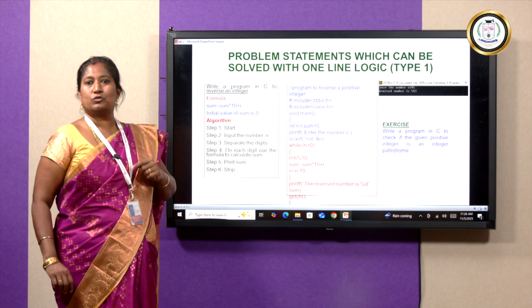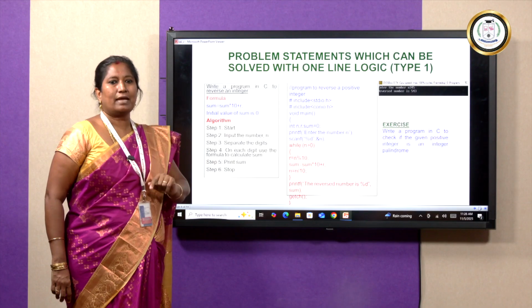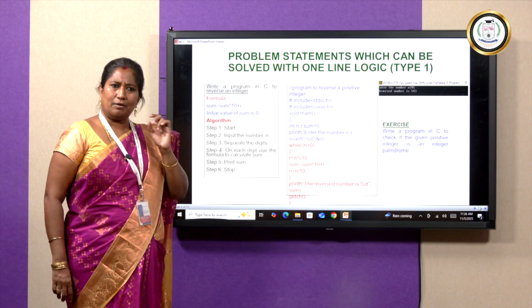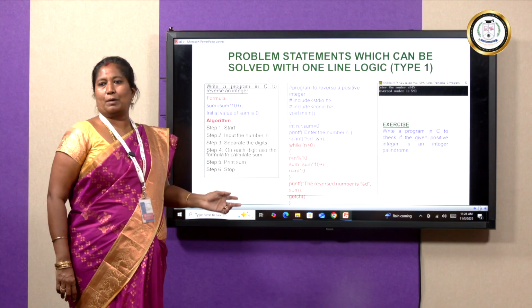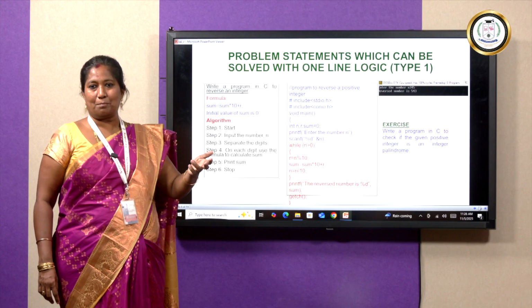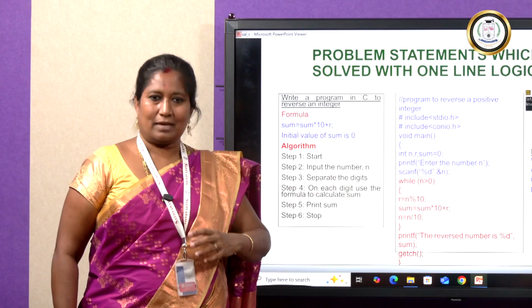When I say something, you should not accept it as right or wrong. You have to check. In order to check, while learning this, take a paper, give an example, and check whether our formula is right. If all of a sudden I come and say sum equals sum into 10 plus r is the formula for reversing a positive integer, you check whether I am wrong.